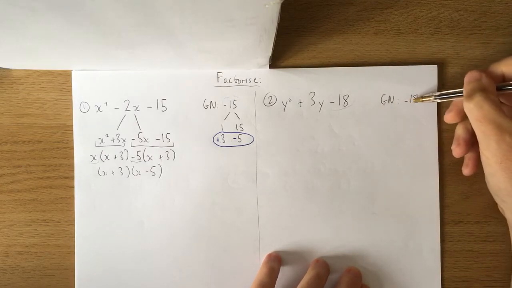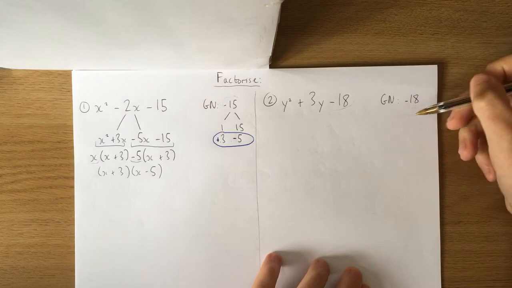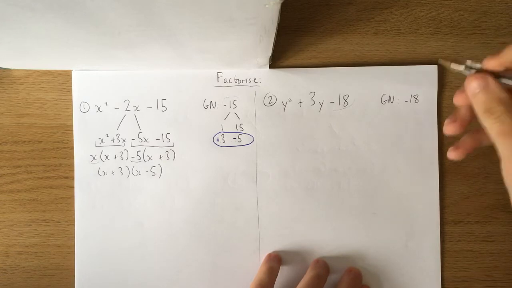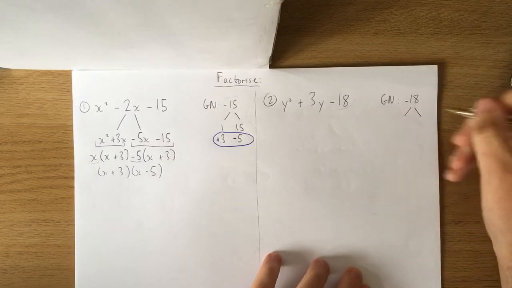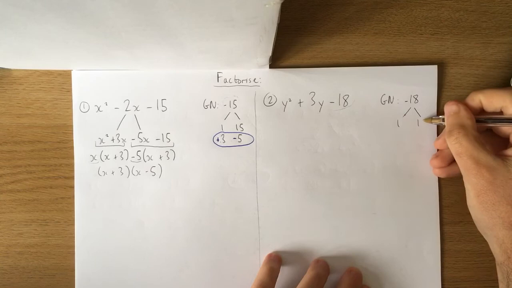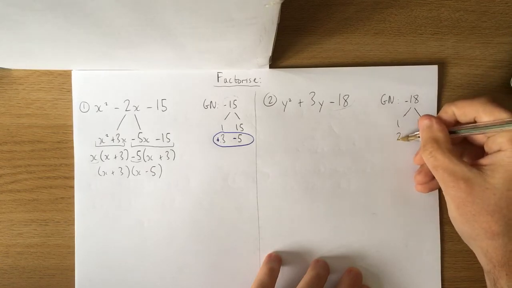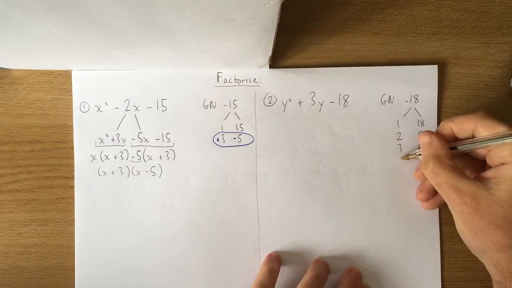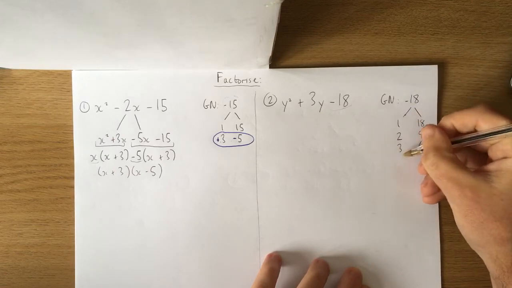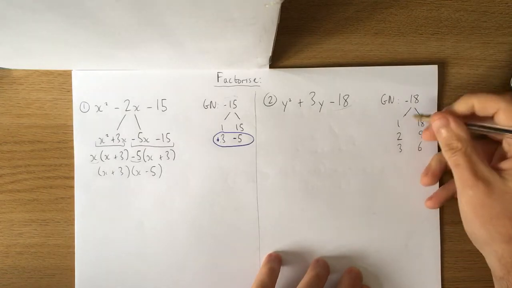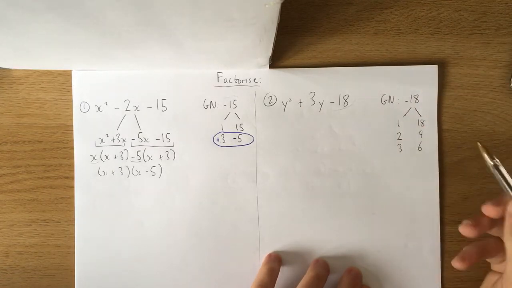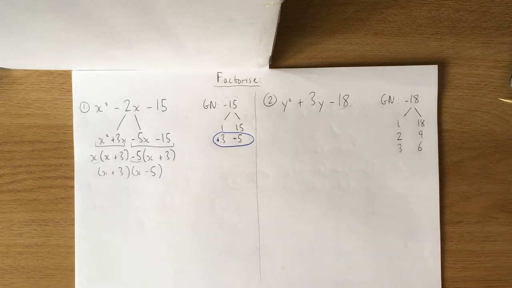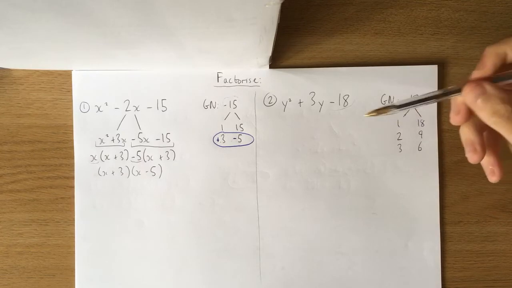So the effect that's going to have is one of my factors will be positive and one of them will be negative, because they multiply together to give me a negative number. But I'm just going to write down the factors of 18. So 1 and 18, 2 goes in 9 times, 3 goes in 6 times, 4 doesn't divide in evenly, 5 doesn't divide in evenly, 6 goes in 3 times, 6 and 3 is a repeat, so you can stop. You're not going to find any new ones. So there's my pairs of factors.